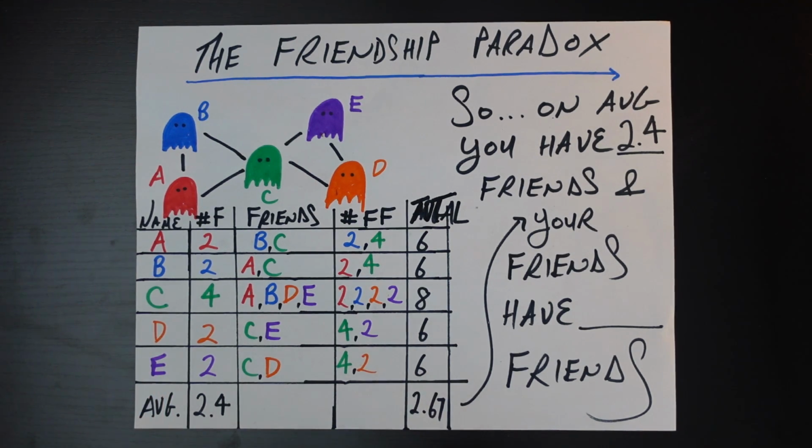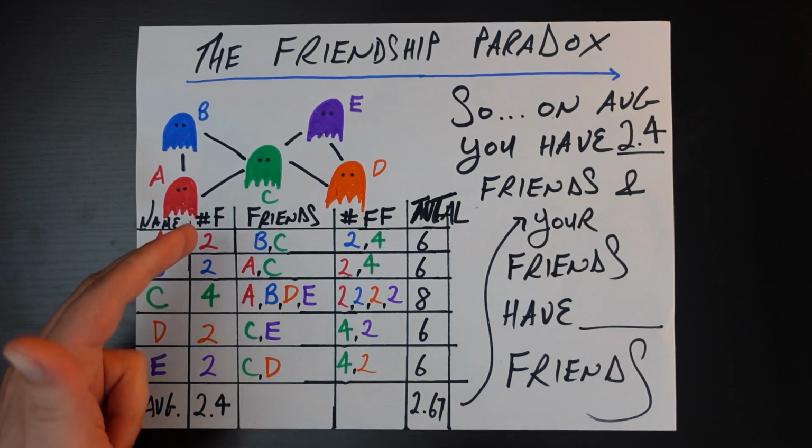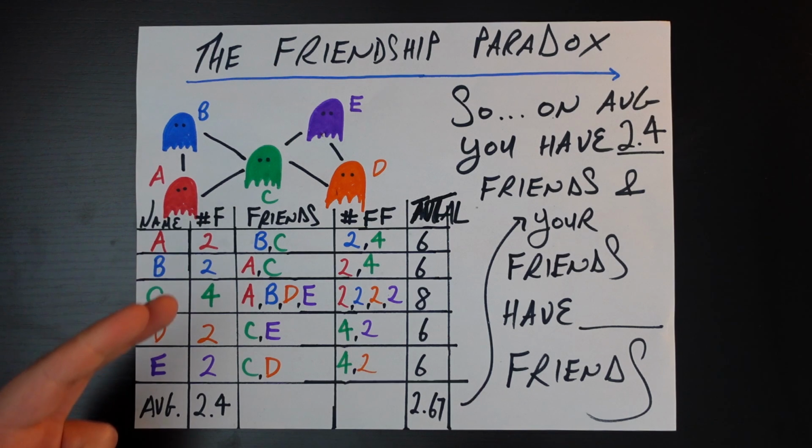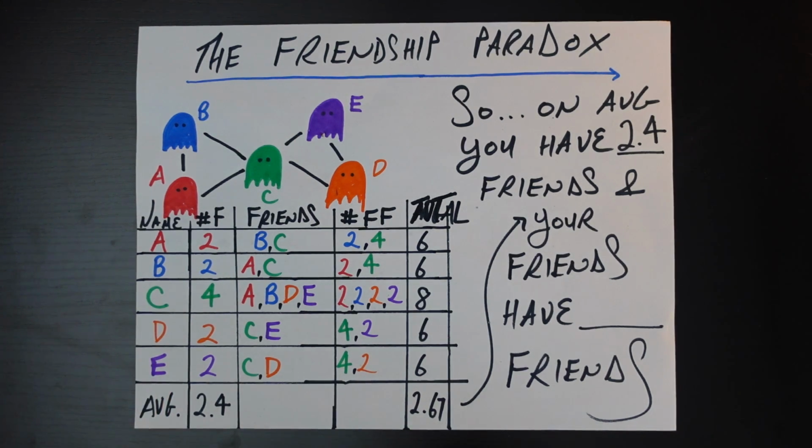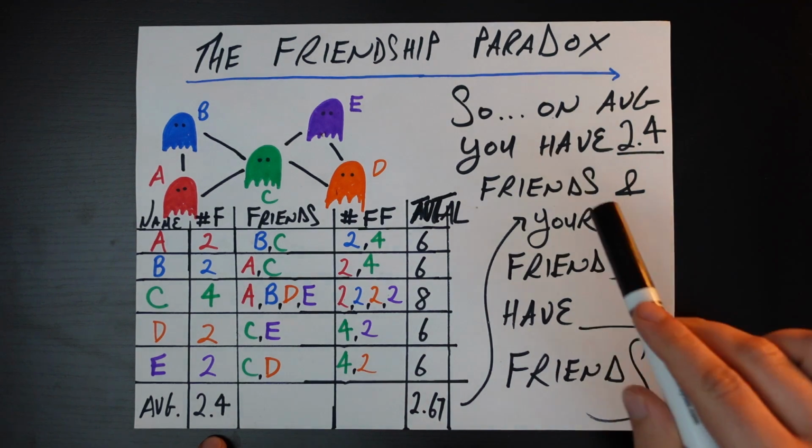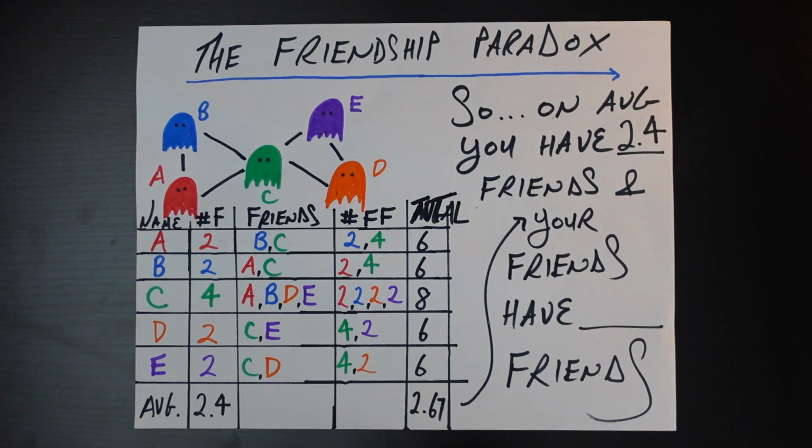So we can actually calculate the first part of the friendship paradox already. We can say, on average, how many friends do you have? And to do that, pretty straightforward. We know the total number of friends everyone has. We just add all those numbers up, divide by 5, and we get that on average, you have 2.4 friends. So that's the first number we filled out here.